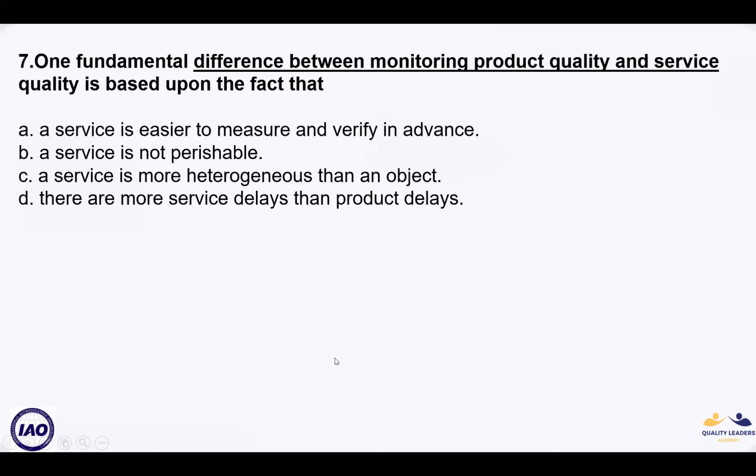Now, coming to question number 7. One fundamental difference between monitoring product quality and service quality is based upon the fact that, okay, so here the question is asking what is one fundamental difference between monitoring the quality of a product and a service? Like, why is it harder or different to check quality in services compared to manufactured goods? Okay, the difference between service and product, which we have discussed in the last session.